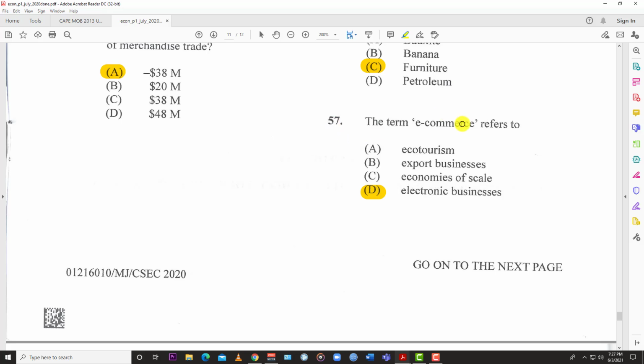57. The term e-commerce refers to D, electronic businesses. Simple as that. Electronic businesses doing business via the internet or whatever, mostly the internet.